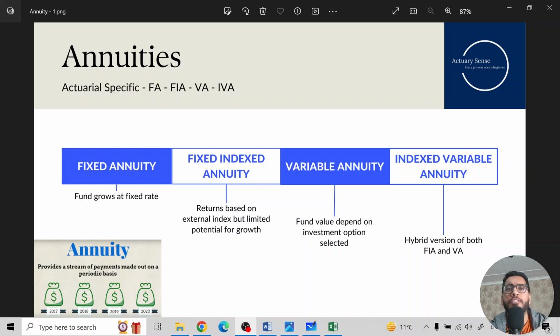Okay, good morning, everyone. Welcome to the second session in this annuity phase. And today we will discuss FIA, that is, fixed index annuity.